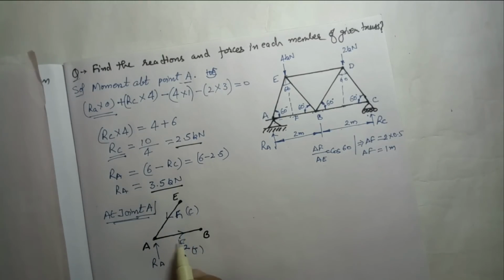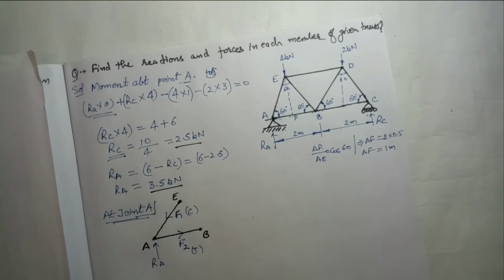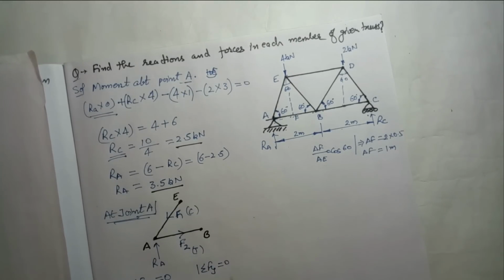I have discussed this direction in the previous video. Please do watch it to clear these things. So now the assumption is okay. Now we have to apply the equilibrium condition. Fx is equal to 0, then we can apply Fy is equal to 0. So let's see the x.